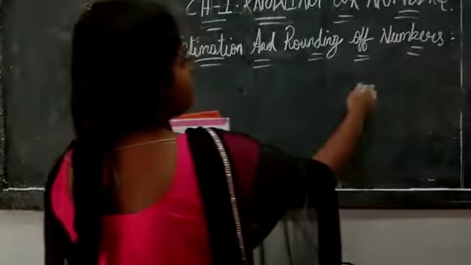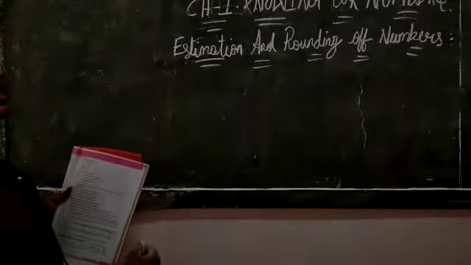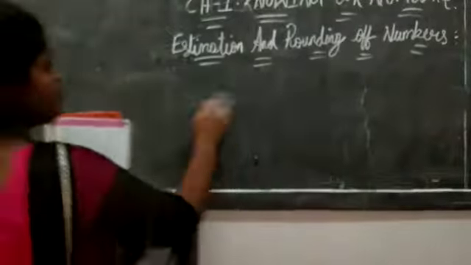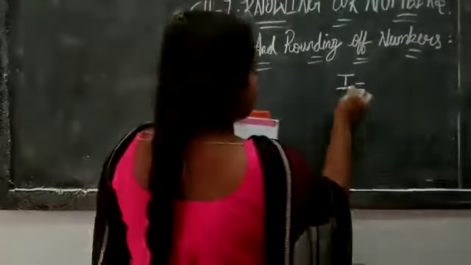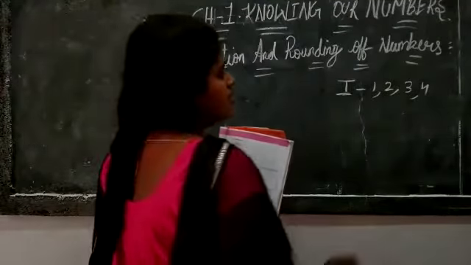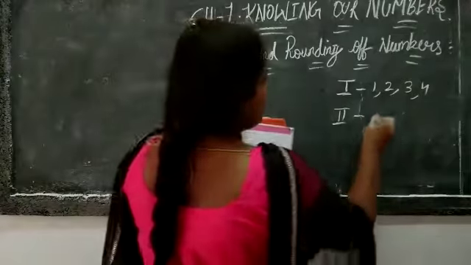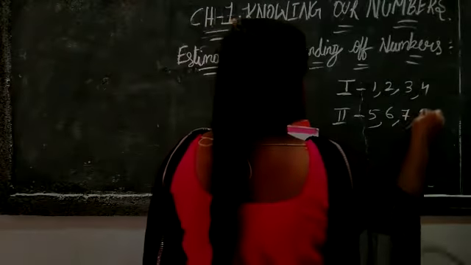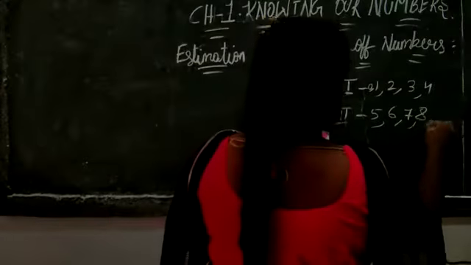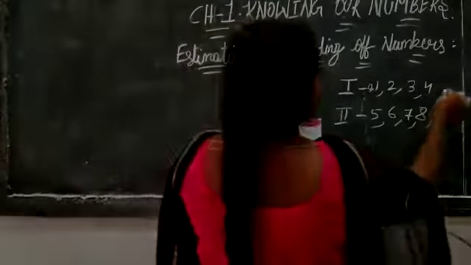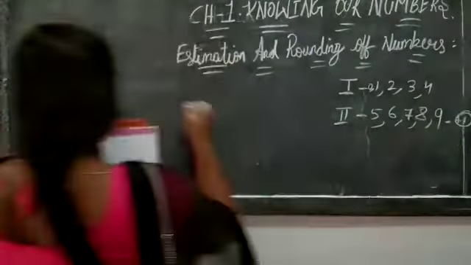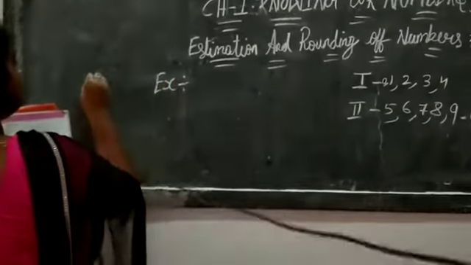Estimation and rounding of numbers means nearest tens, nearest hundreds, nearest thousands. How will we do rounding off? In your first train the passengers are 1, 2, 3, 4. Okay now next train the passengers are 5, 6, 7 and 8. There is 0, 1, 2, 3, 4 and 5, 6, 7, 8 and 9. Now here we will add 1. Now if you are doing an example, it is your nearest tens.